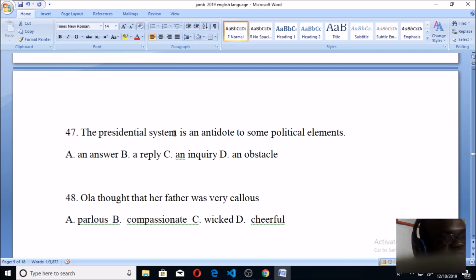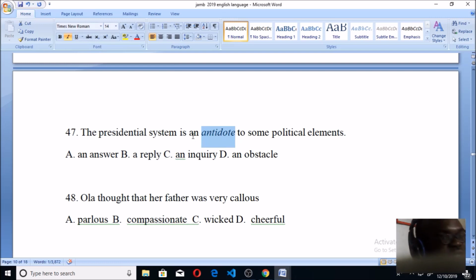The presidential system is an antidote to some political element. So the word in italics is antidote. So what is the opposite of antidote in these options? A, an answer. B, a reply. C, an inquiry. D, an obstacle.